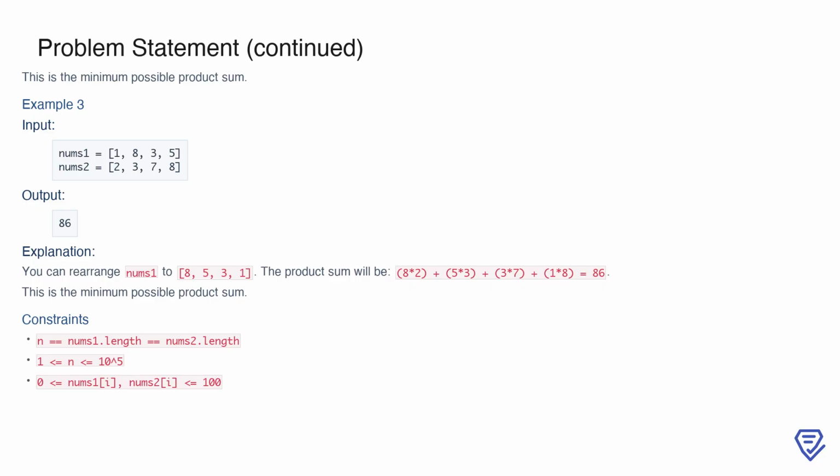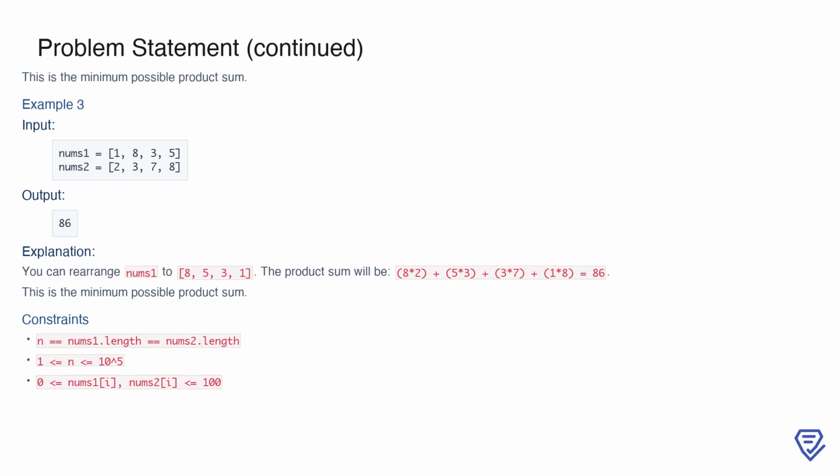Now consider another example where nums1 is [1, 8, 3, 5], and nums2 is [2, 3, 7, 8]. Rearranging nums1 to [8, 5, 3, 1] minimizes the product sum. Calculating this, we find 8 * 2 + 5 * 3 + 3 * 7 + 1 * 8, which equals 86. This rearrangement ensures the smallest possible product sum.